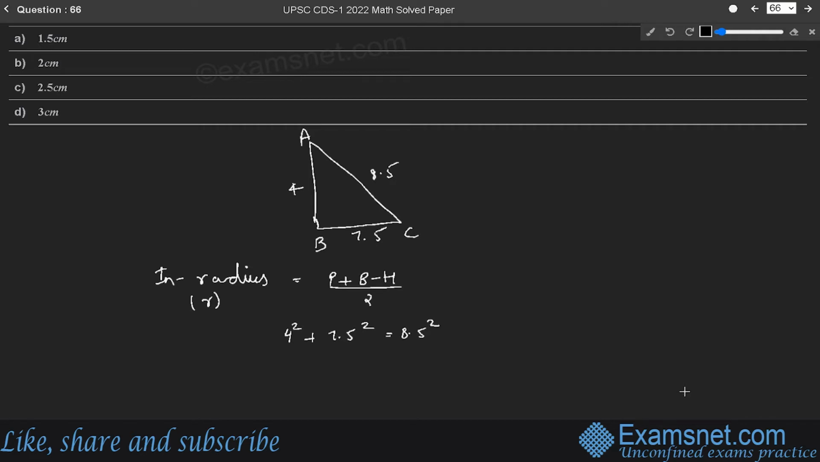Now according to the question, we know that 4 square plus 7.5 square is equal to 8.5 square from the given triangle. That means that 72.25 is equal to 72.25, which means both the sides are satisfied. Hence the sides of the triangle are Pythagorean triplets.